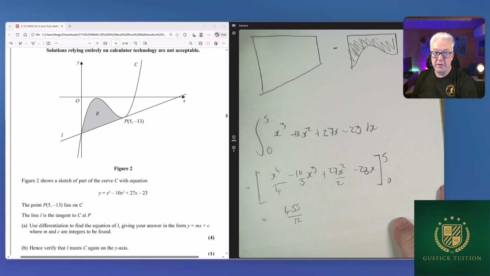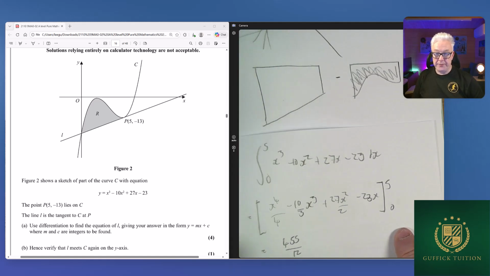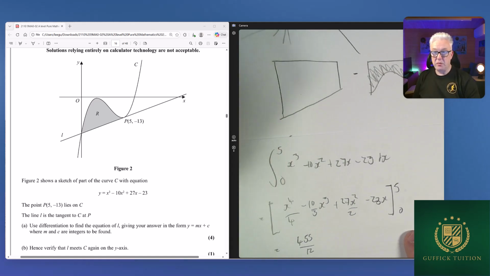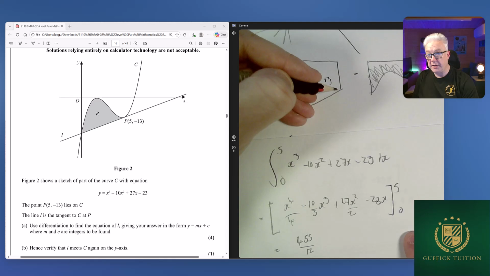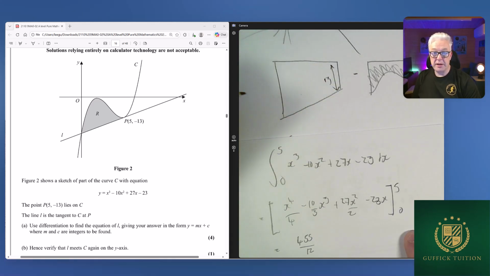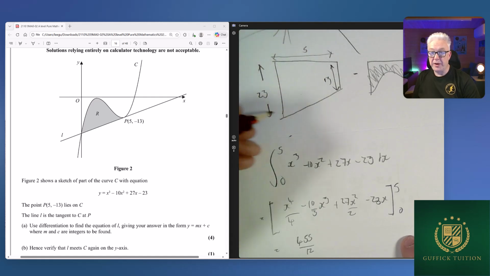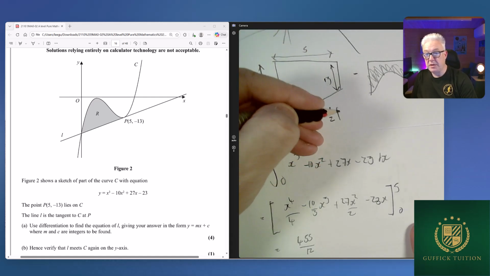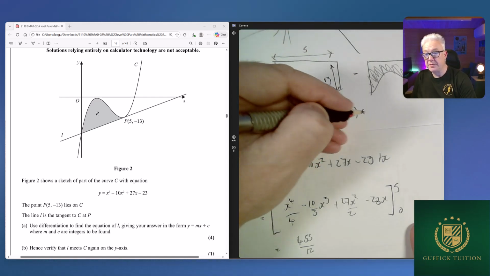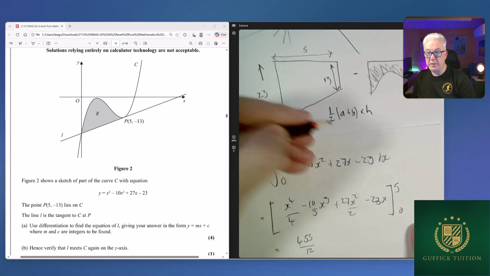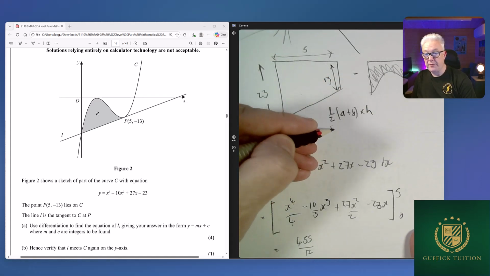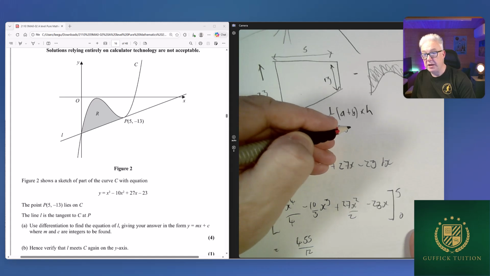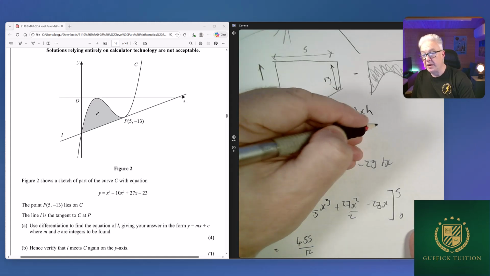Now we need to find the area of our trapezium. We know that this side here is 13, this side here is 23 because that's the y-intercept, and this distance here is 5. With all that information, the area of a trapezium is half (a plus b) times h. So in this case, that's a half times (13 plus 23) times 5.